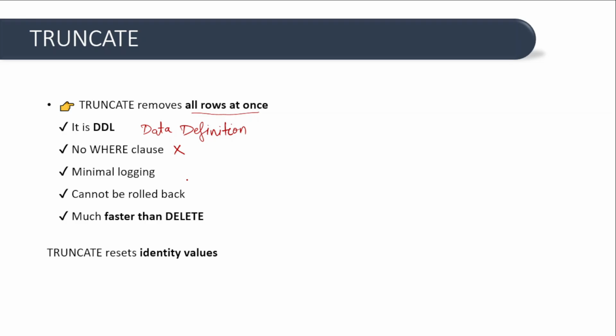specific records or selective records, and it uses minimal logging, which makes it much faster than delete, especially for processing large tables. Because it is a DDL operation, truncate cannot be rolled back even if executed inside a transaction. And one of the most important points interviewers expect you to mention is that truncate resets the identity column values back to their starting point, which is why it must be used carefully in the production system.